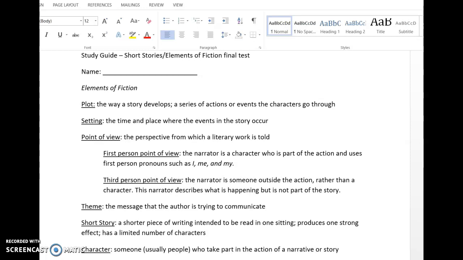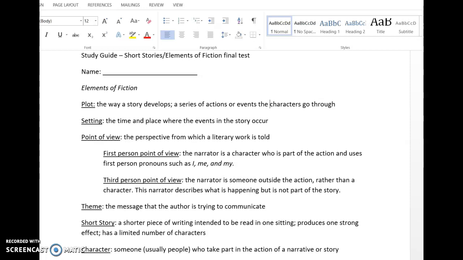Okay. So definitions. The plot is the way a story develops, a series of actions or events the characters go through. So that would be a matching definition for your test. Setting, the time and place where the events in the story occur.